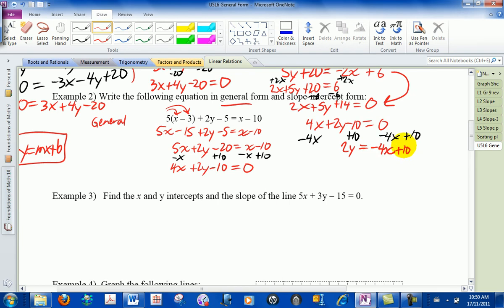Okay. How many people are okay with that step? Hands up. Connor, you had a question though? That's what's left over here, right? 2y doesn't get changed at all, so we just rewrite it. Okay? Any other questions? Please ask. It'll really help you.